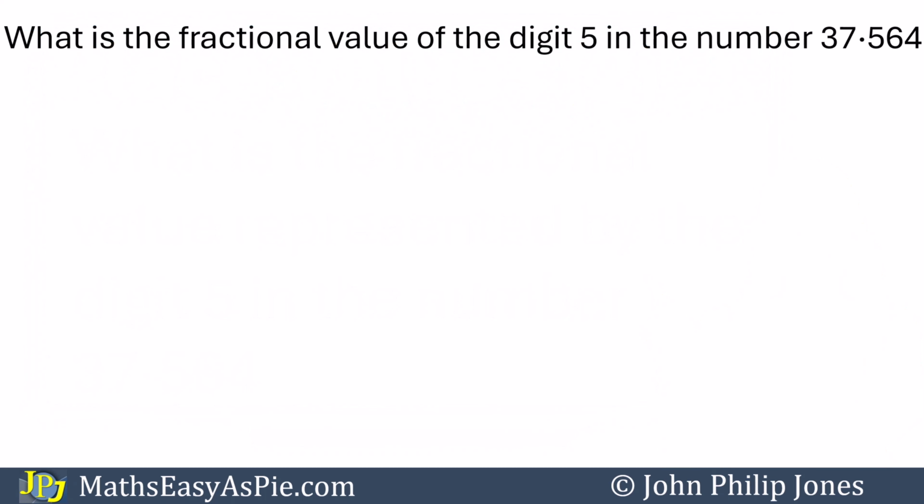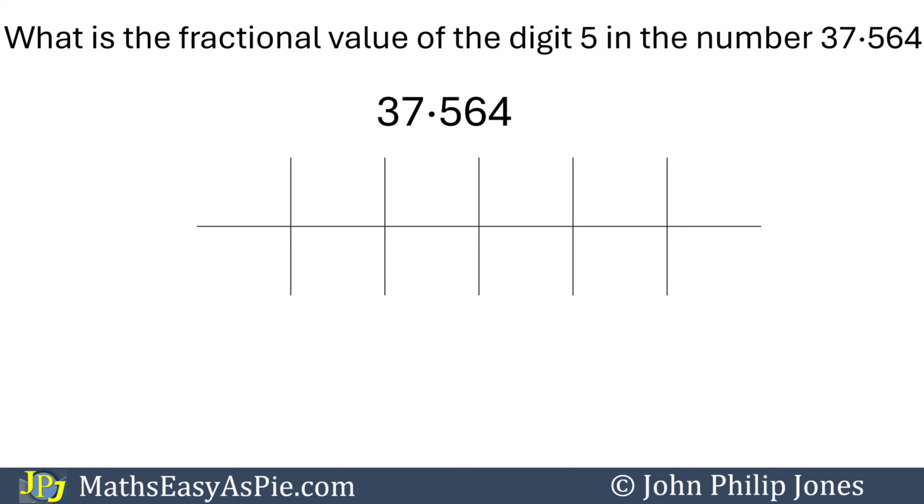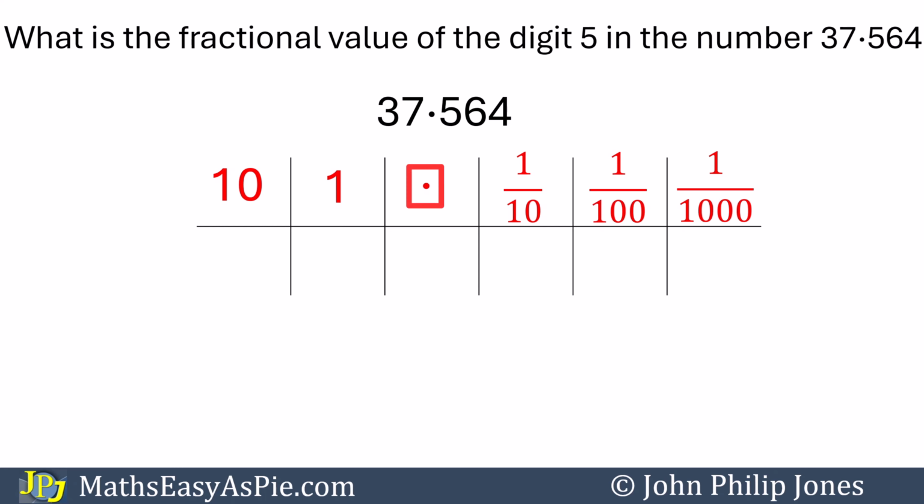We will start off with the number 37.564, and I'm going to produce a grid. The first row of this grid will be filled up with the place values for the digits that are in the number. We will start off with 10, then 1, then tenths, then 100ths, then 1000ths. And you can see where this decimal point is.